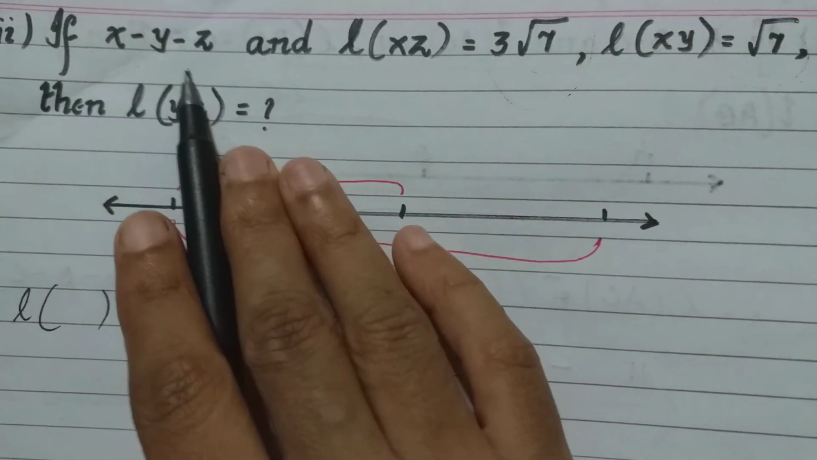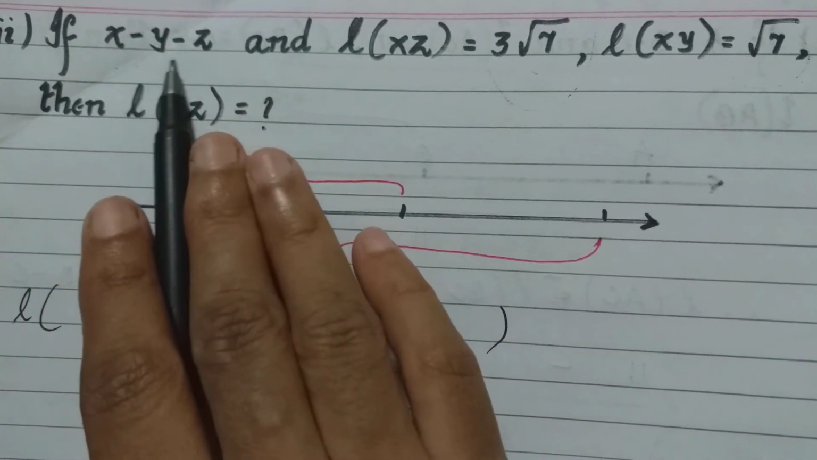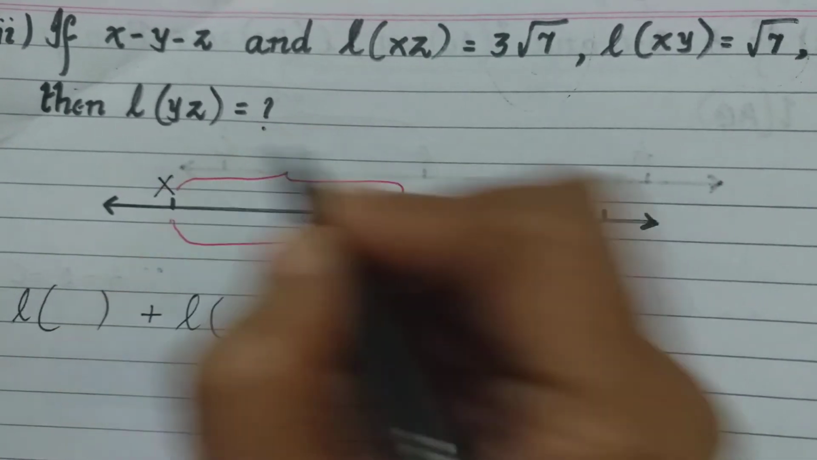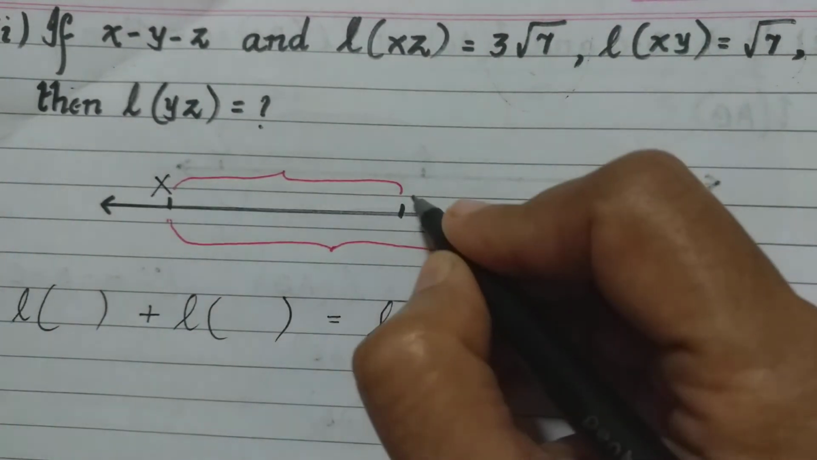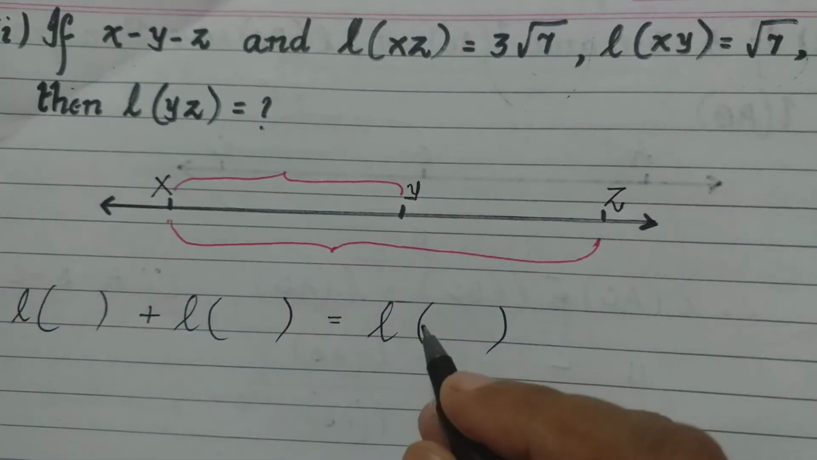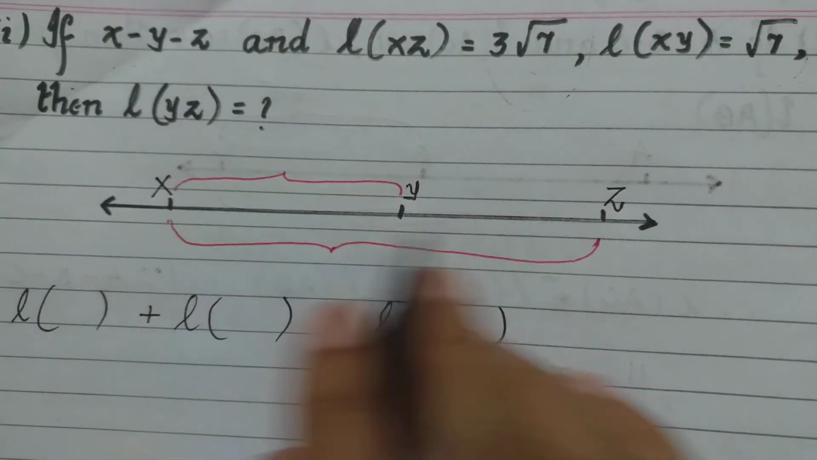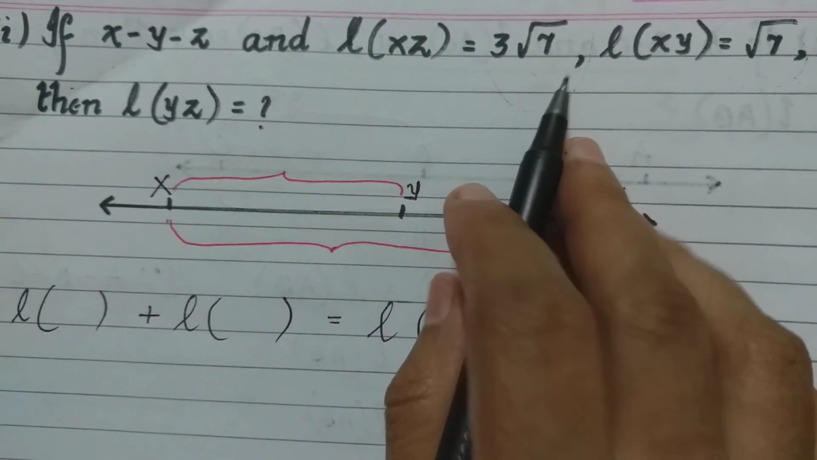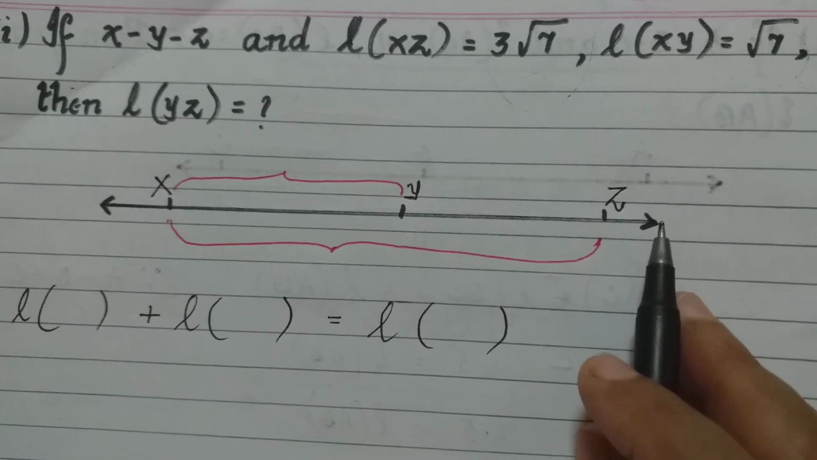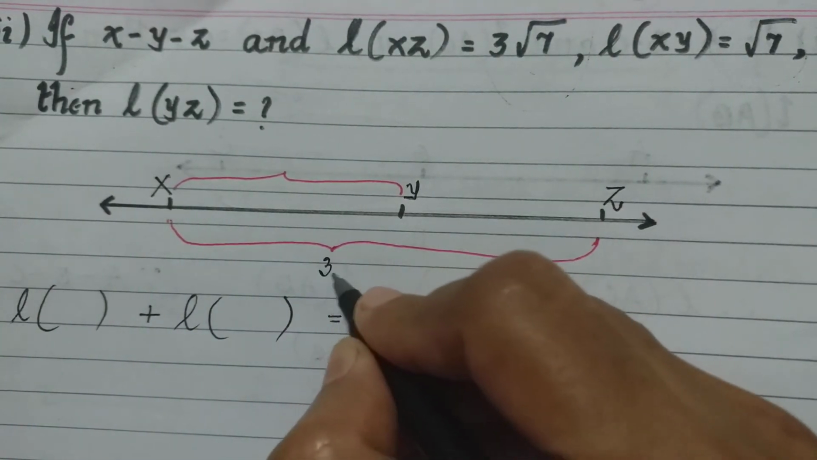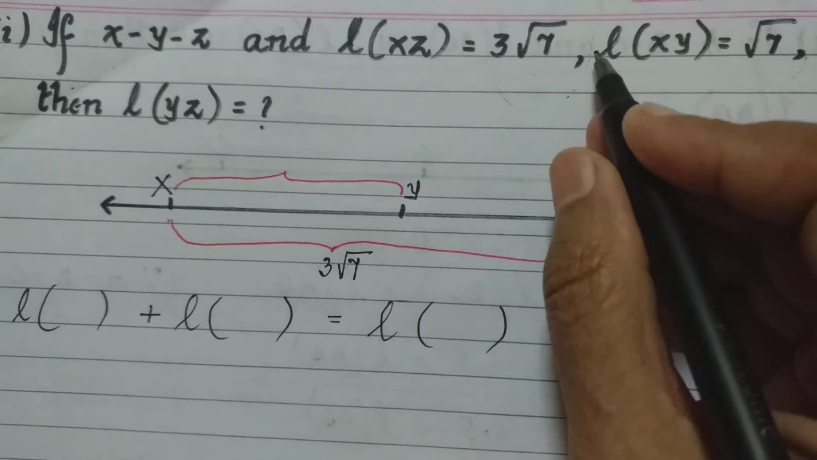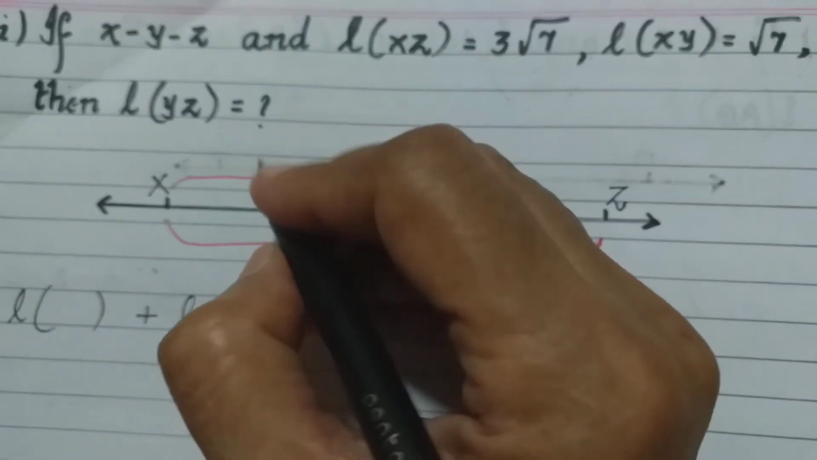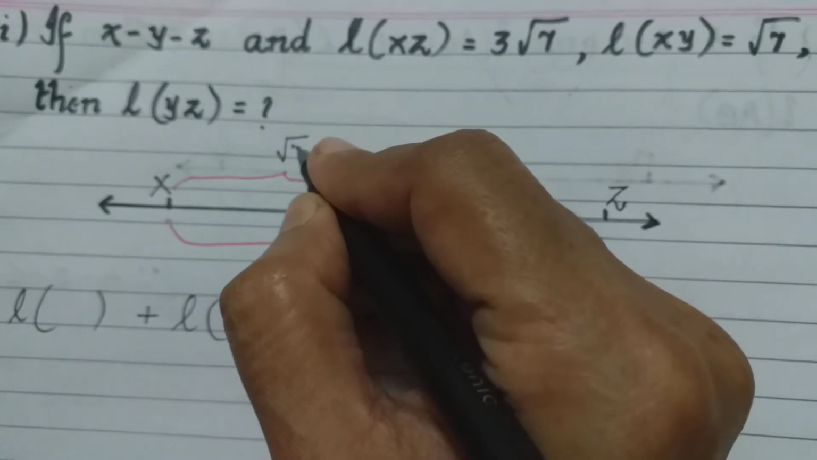Now let us see. First, we'll start the problem with the initial stage where they say point Y lies between X and Z. So this is point X, this is point Z. Point Y lies between the two. Therefore, point Y is lying between the points X and Z. Length of XZ, they said, is 3 root 7. So this entire distance here is 3 root 7. Also they said length of XY is root 7. So this distance, length of XY, is root 7.